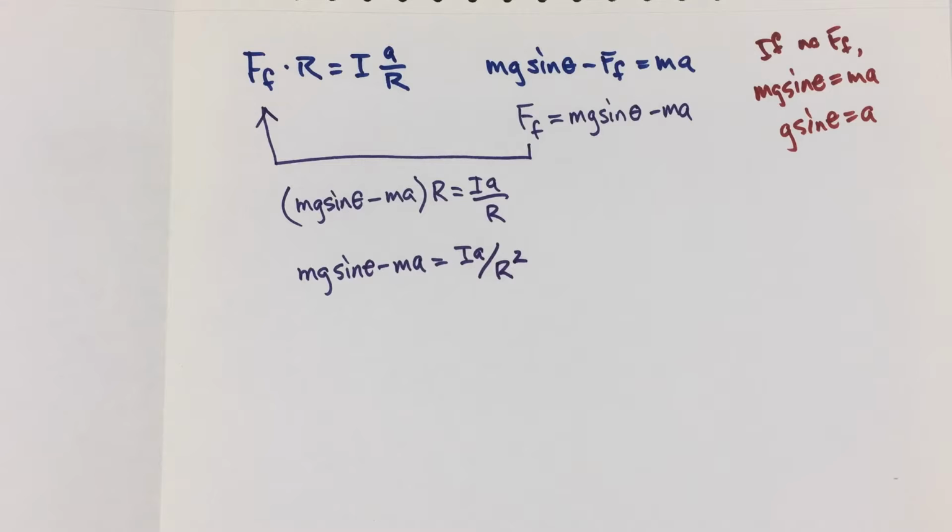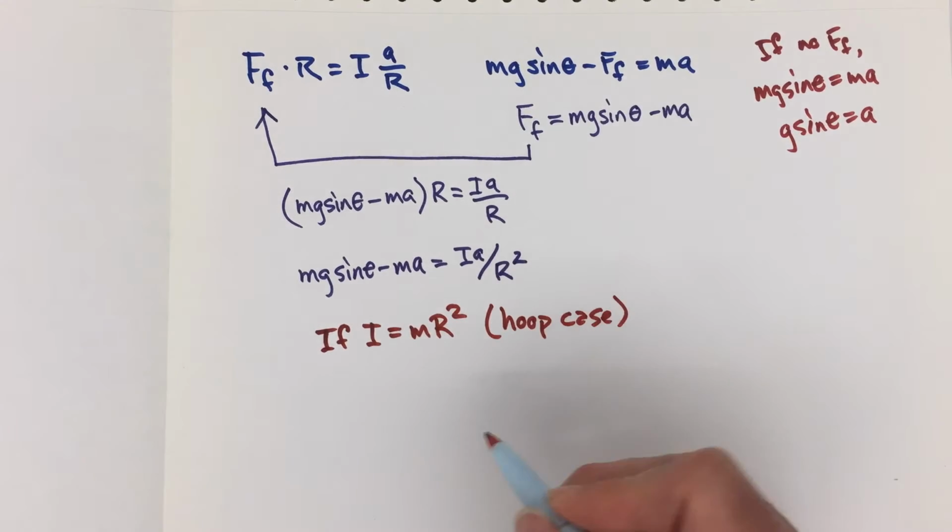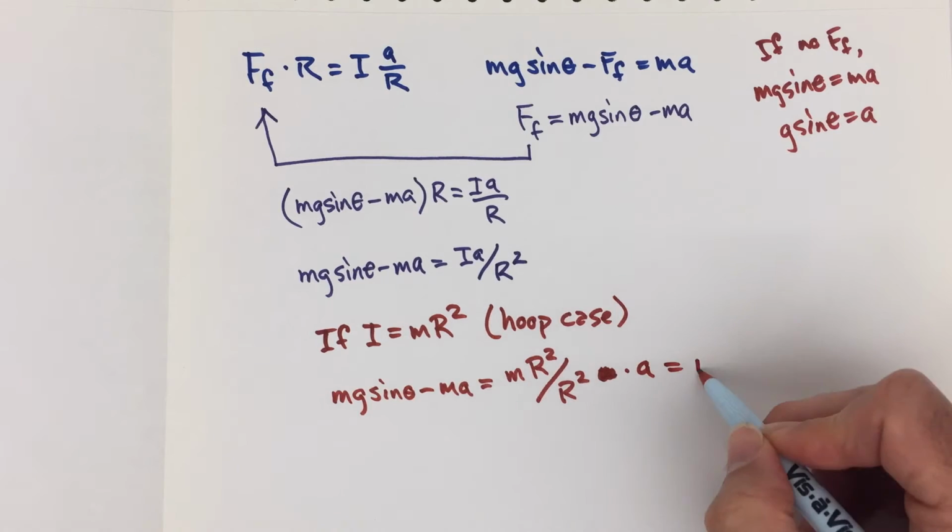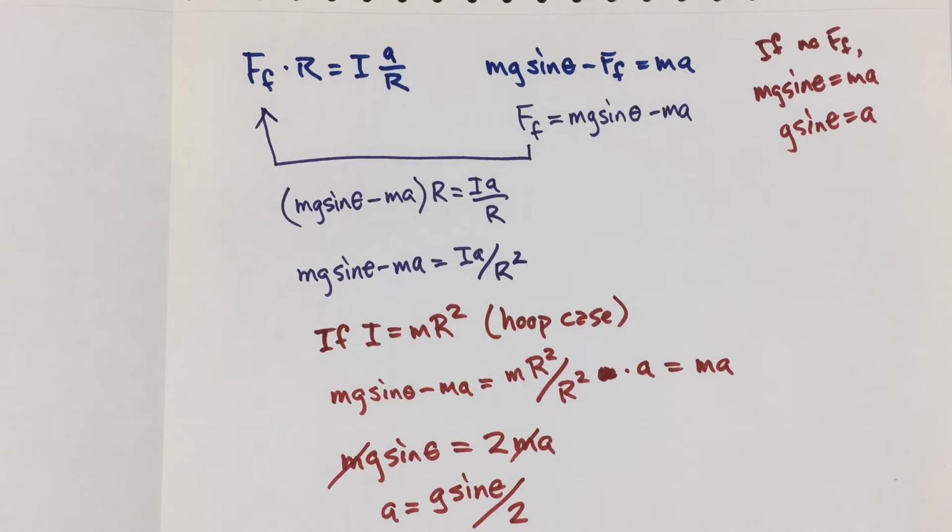And the moment of inertia, this I, in the hoop case where the mass is all on the outside edge, is simply equal to mr squared. So I can substitute that and find that the acceleration that I get is simply half of what it would be for the case in which it was just a block sliding down.